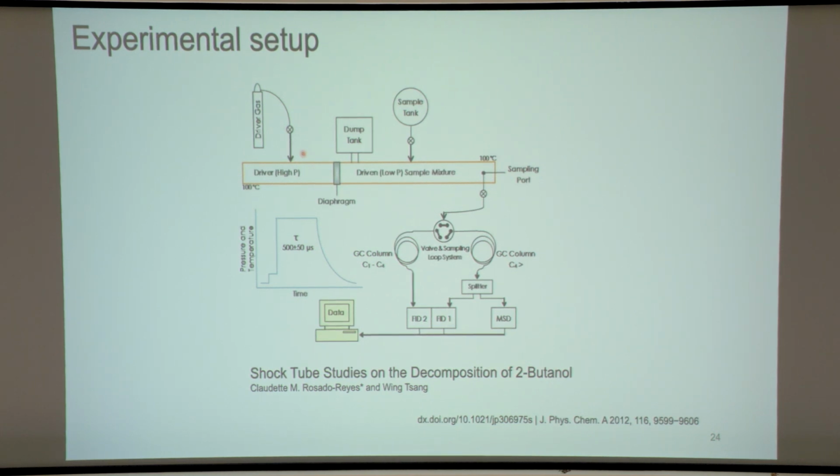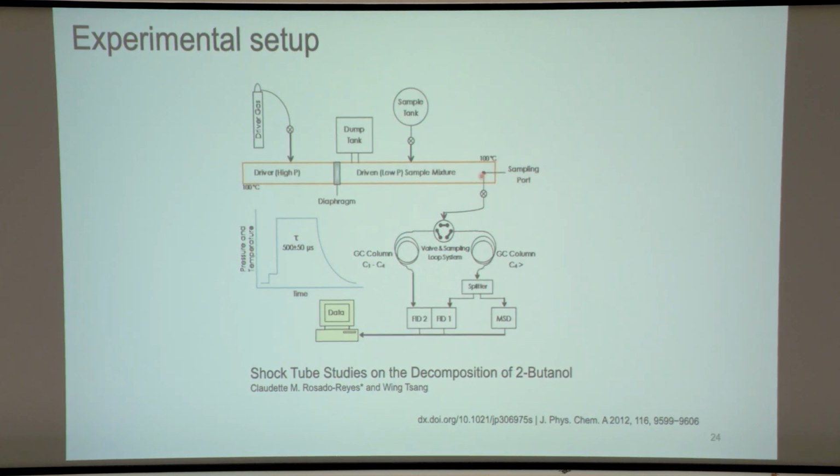You basically have a shock tube with a driver gas on one side, a diaphragm, and a driven section where you fill up your reactant mixture. In this case, the reactant mixture is only 2-butanol, maybe in some inert, because they want to do a decomposition reaction. And then they break the diaphragm. When they break the diaphragm at time 0, you have a shock wave which increases the temperature. Then, because of the increase in temperature, you have the onset of some chemical reactions.